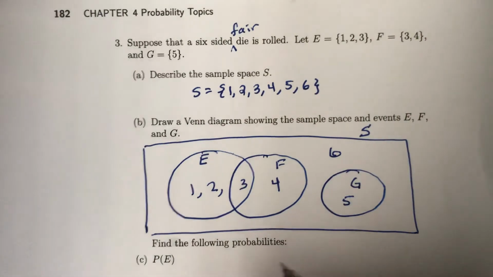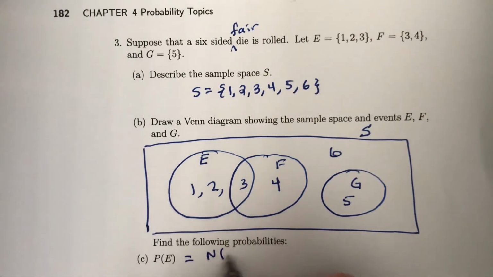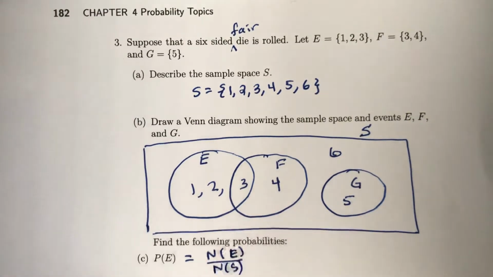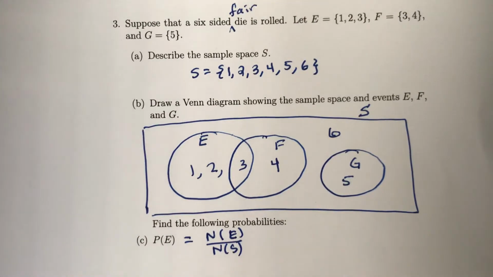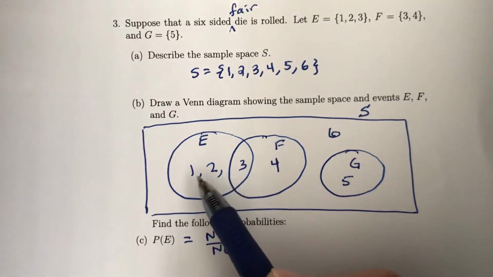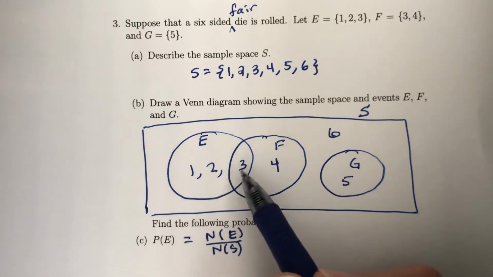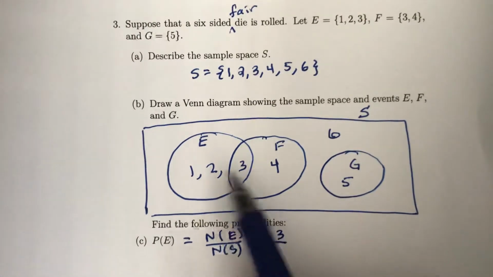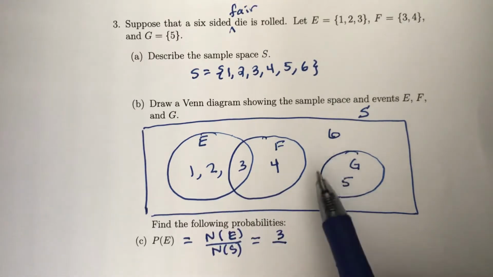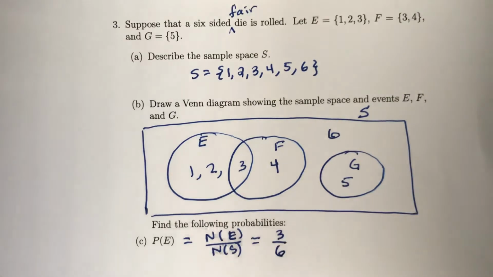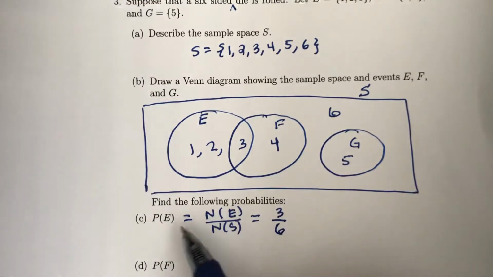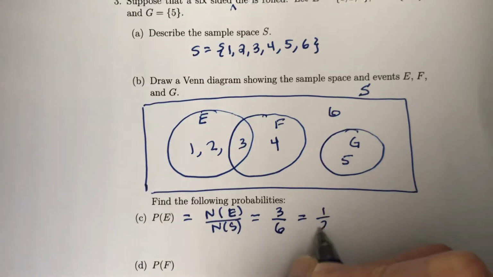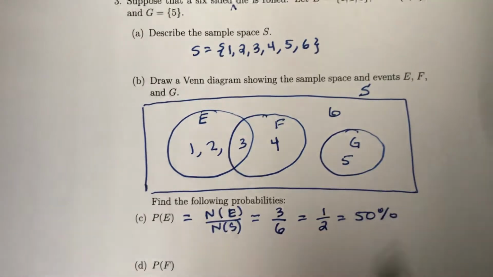To find the probability of E, what we do is we count the number of ways that E can happen. So how can we get E? We're rolling a die, and the event E happens if the die rolls either a 1 or a 2 or a 3. So that's three different ways that can happen. But in total, there's 6 possible things that could happen. You can get 1, 2, 3, 4, 5, or 6. And so there's a 3 out of 6 chance that you're going to get E. That simplifies to 1/2, which is 50%.